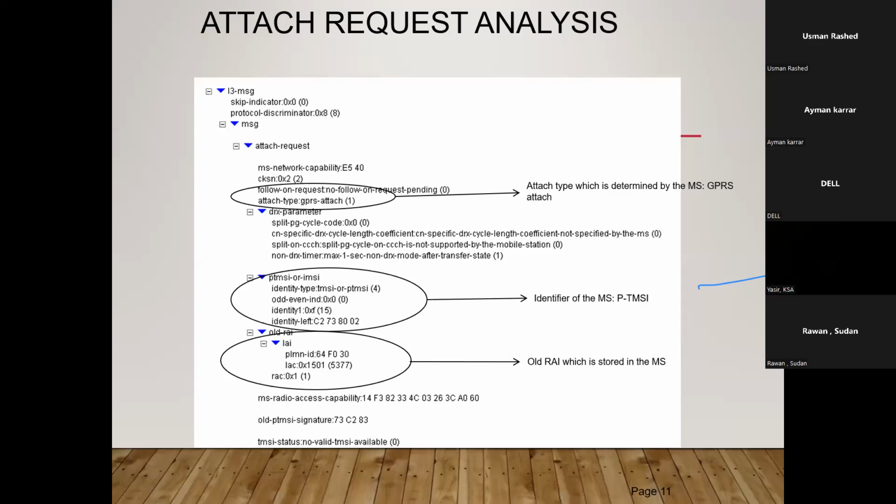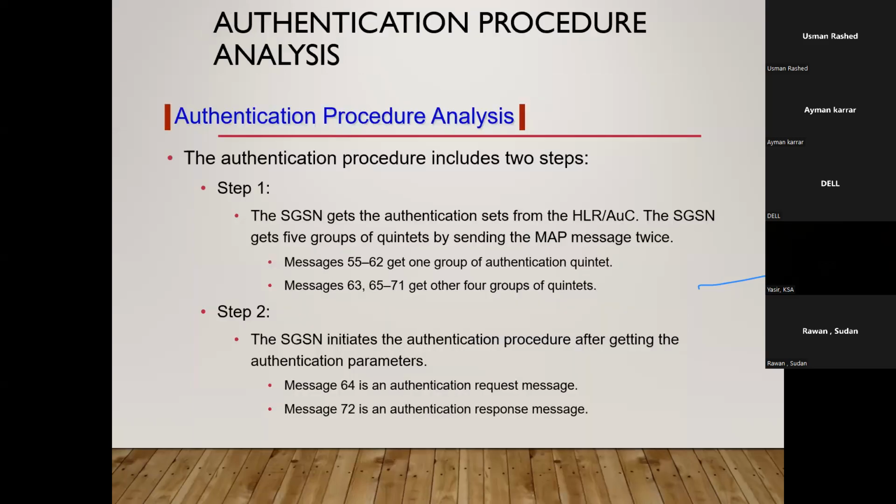So after that, obviously, once you get the task request, the next is the authentication procedure. The authentication includes two steps. The SGSN gets the authentication start from HLR, and 5 groups of quintets are sent by the MAP message twice. So you will see in the messages that there are two times the SGSN sends the MAP message, and it will mention how many authentication sets it requires.